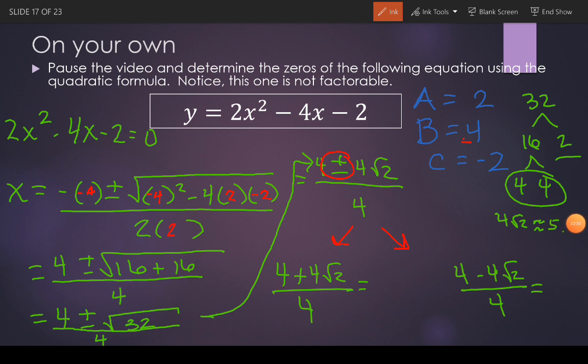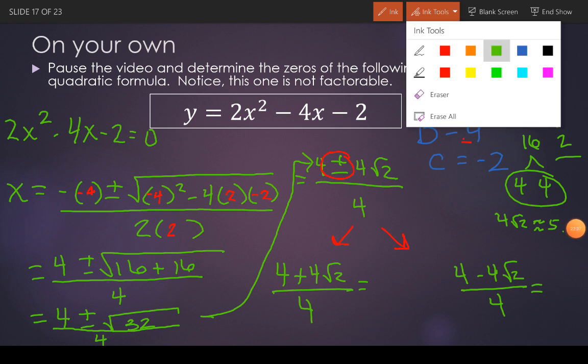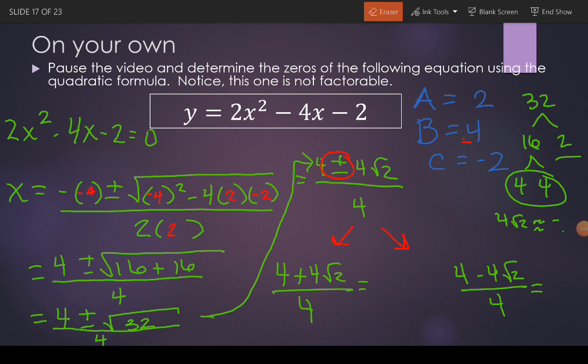Okay. I'm not sure why it's not letting me write it. 5.6. Let's get back to this. Okay, so we'll have 4 plus 5.6 divided by 4.